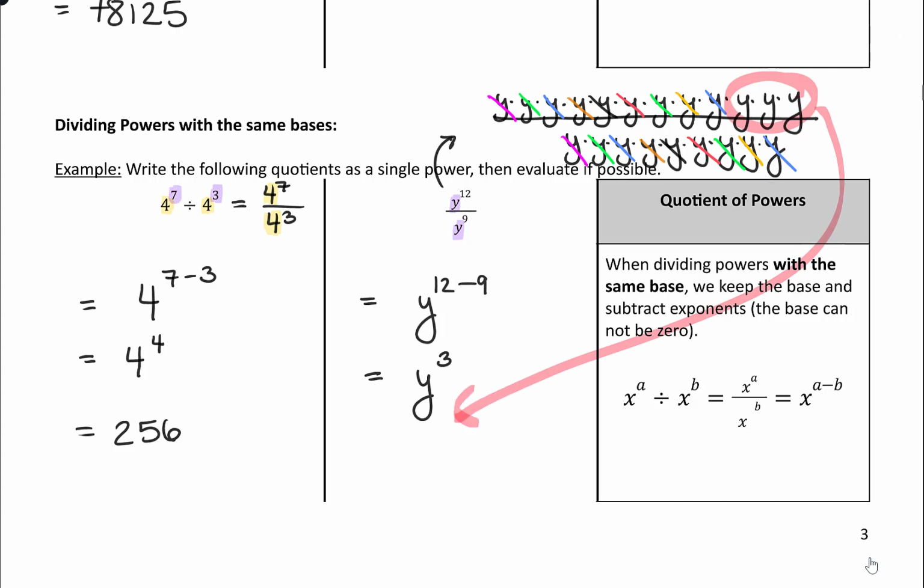Right? So here's the short form. If we have division, we're dividing powers with the same base. Now it has to be the same base. We keep the base the same and we subtract the exponents. Okay, and this is called quotient. That's another way of saying division or divide. So that sums up what we're going to do here.